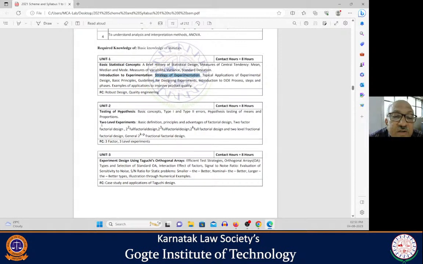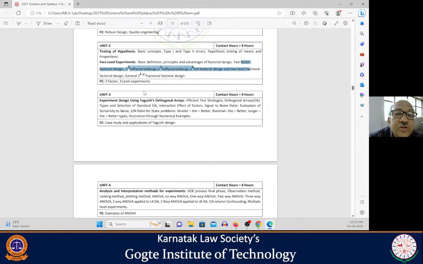And about experimentation, the simplest of the experiments is a 2-level experiment. So the basic definitions and principles, advantages of what is called a factorial design. Factorial design is a very elaborate method of experimentation involving all the possible combinations while conducting the experiments. And factors and levels are the terms which need more discussion, which probably would be understood much later. And this is about unit 2.